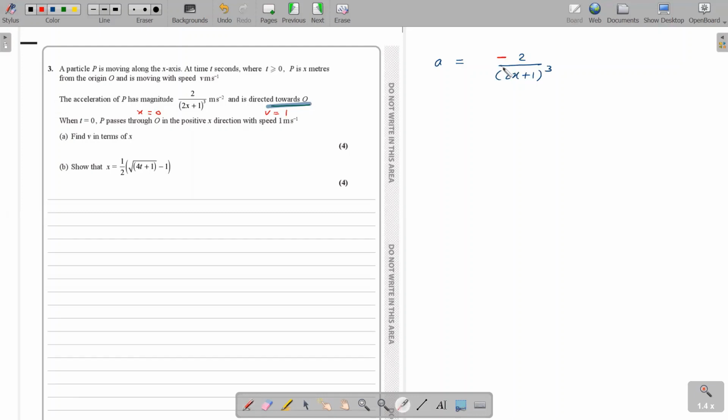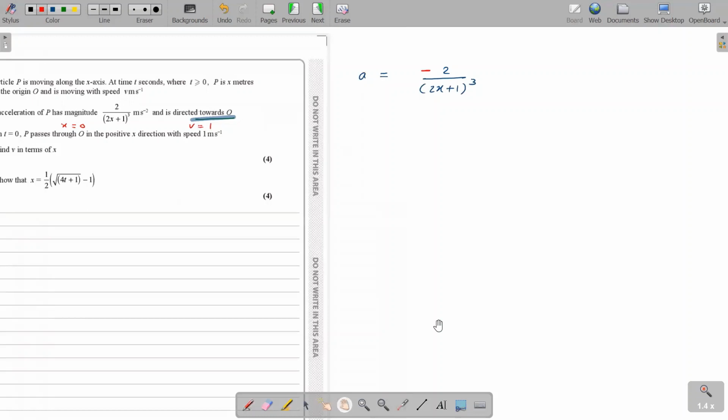And then how do we deal with this? Acceleration is a function of displacement here, right? So we have two types: acceleration as a function of time and acceleration as a function of displacement. Acceleration as a function of time, we write dv by dt. Acceleration as a function of displacement, we write v dv by dx. Are you with me? So here I will write acceleration as v dv by dx equals minus 2 over (2x plus 1) to the power 3.